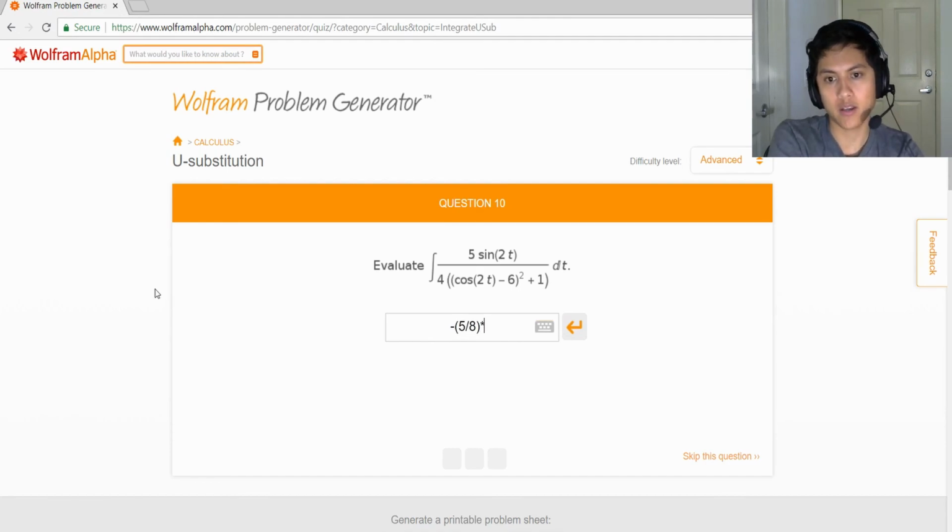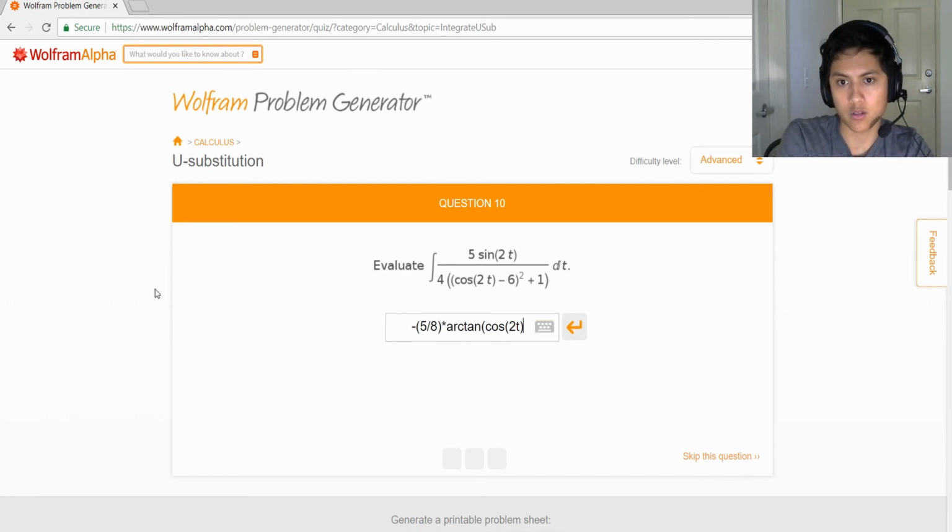So, okay, that's fine. Negative 5 over 8 is my prefactor. Negative 5 over 8 times, I'm just getting u squared plus 1 in the denominator, right? Am I not going crazy here? That's u squared plus 1. So I have 1 over u squared plus 1 now, because my du is now covered. So the integral of 1 over u squared plus 1 is just arctangent of u, right? Arctangent of cosine of 2t minus 6. Yeah, plus c.